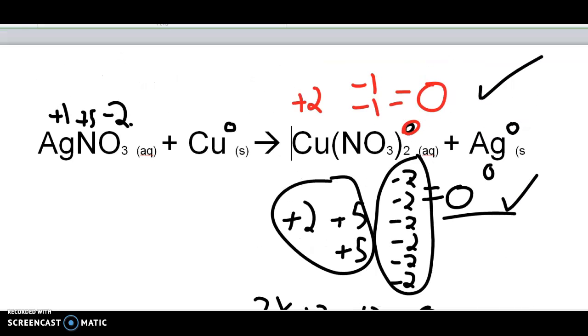So copper is plus 2, nitrogen is plus 5, and oxygen, as per usual, minus 2. So I have now solved for all of the oxidation states on all of the compounds.